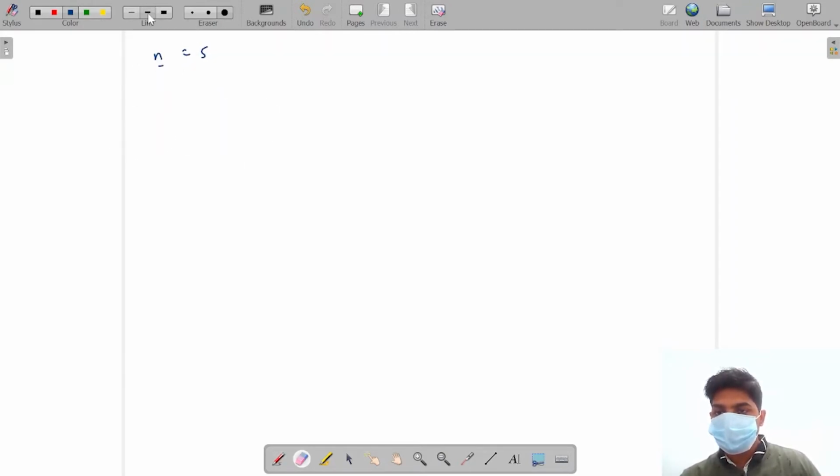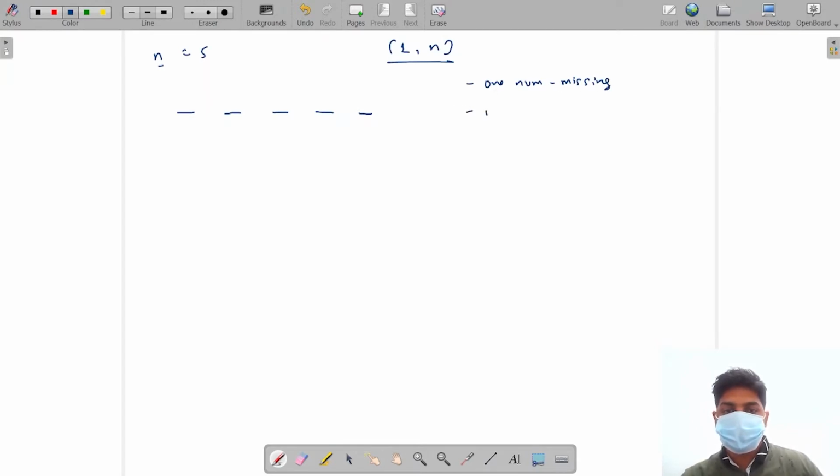Okay, so all the numbers in the range 1 to n will be given to us in this array, but one number will be missing. Okay, and one number will be present two times. So for now, let's suppose the numbers given to us are 1, 2, since n equals 5, so the numbers will be in the range 1 to 5.